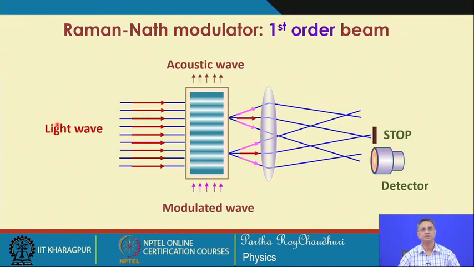So, in this case look at the design of the modulator. For the first order beam, you have this acousto-optic cell and the light beam is incident normally on this cell, producing various diffraction orders. Now, in this case you put a stop at the 0th order, but you put the detector at the first order and take the signal out from this, which will give you the modulated signal, the way this acoustic wave will be modulated.